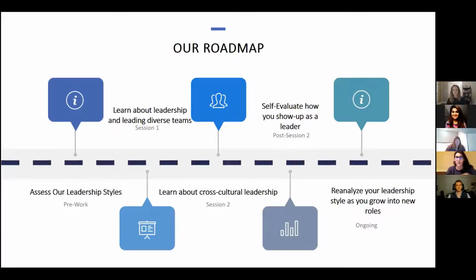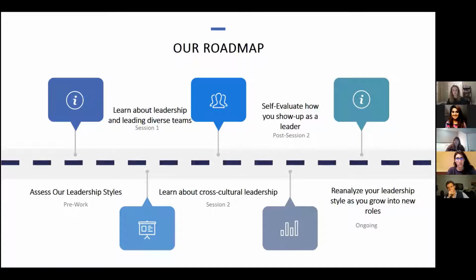And so, in session one, going back to our roadmap that we talked about, what these two sessions will cover is that we started with assessing our leadership styles and then learning about leadership and how to lead diverse teams. Tonight is going to focus more on cross-cultural leadership, and I'm going to introduce you to a tool that can help you with cross-cultural leadership in the future.